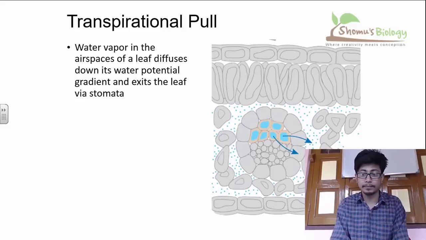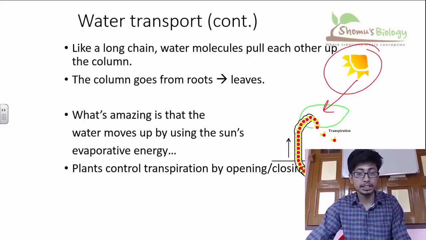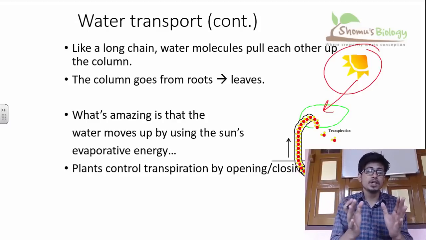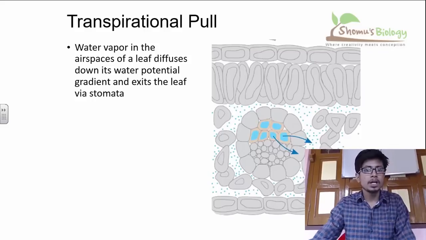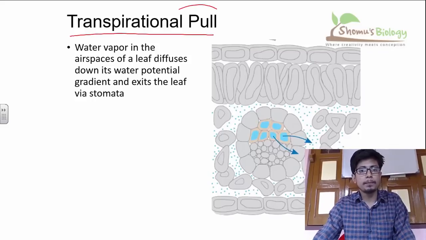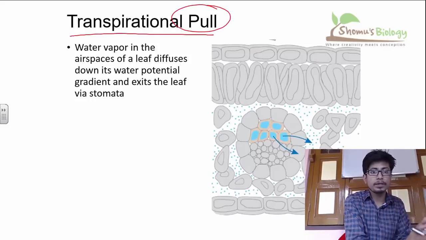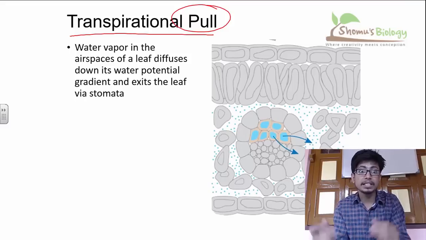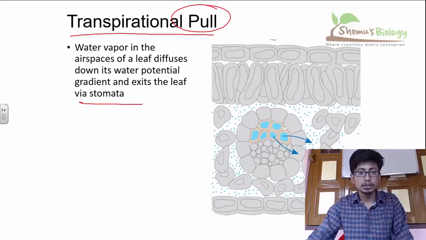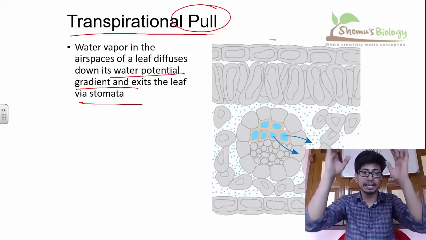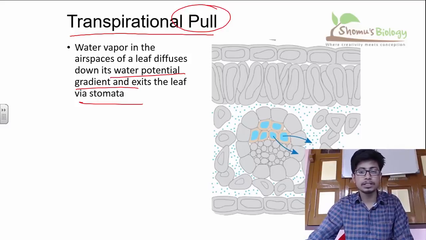And cohesion will help them to be linearly arranged with each other, plus the adhesive force between the water and the wall of xylem will help them to be properly guided in the forward direction, towards the top. We call it a transpirational pull. It's the water vapor in the air space of the leaves that diffuses down its water potential gradient and exits the leaf via stomata. So the water potential gradient is getting lower, and that causes the water to flow up.